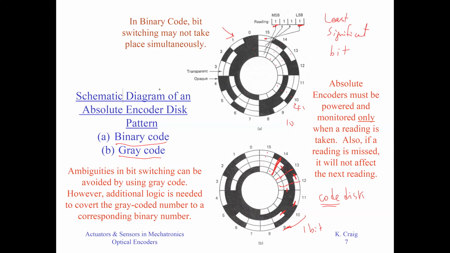So this kind of ambiguity in bit switching can be avoided. From a probability point of view, the error can be reduced a lot. So people love this gray code from a reliability point of view. If you use multiple tracks, this type of coded disk is called an absolute encoder.